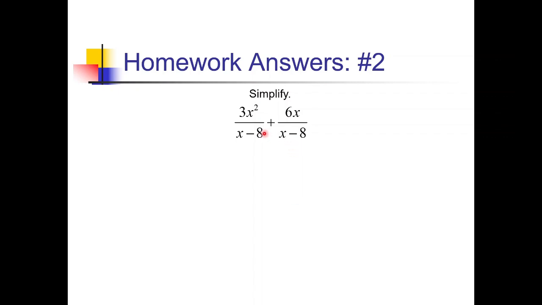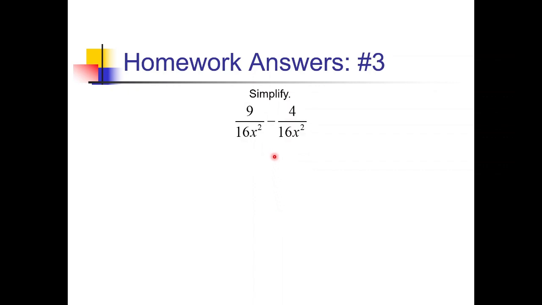On this problem, since we have the same denominator, let's just go ahead and add the numerators. So we have 3x squared plus 6x up there. And I can actually factor the numerator if I wanted to. I could take out a 3x. That would leave me with an x plus 2. Since that's not going to cancel the denominator, though, there's no need to actually do that.